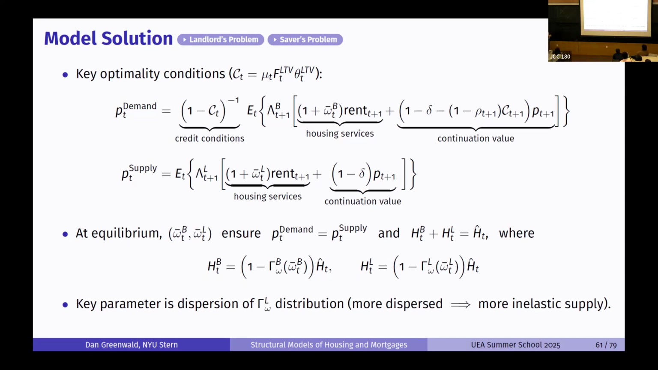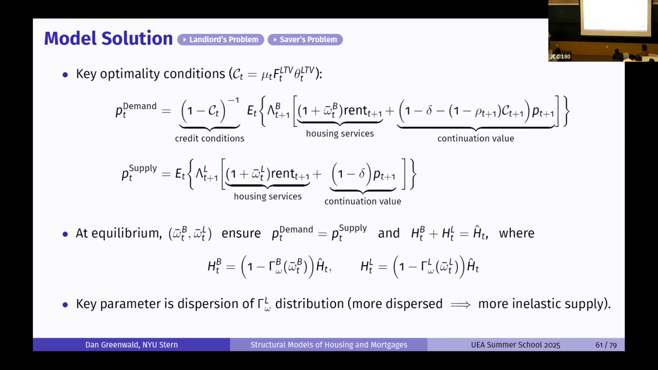This is the same equation I showed you before with one change. And by the way, this is the denominator from before, which if you remember, still has that same 1 minus script C term in there. The new thing is just this omega bar B. Then we have a second optimality condition from the landlord's perspective. And theirs is even simpler.